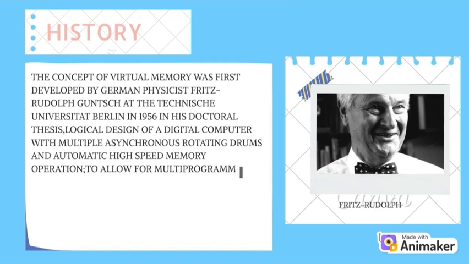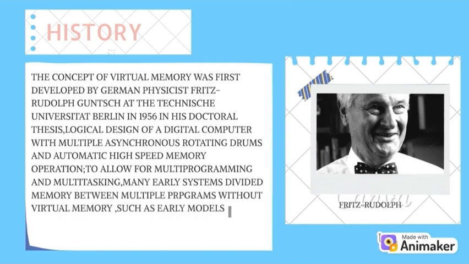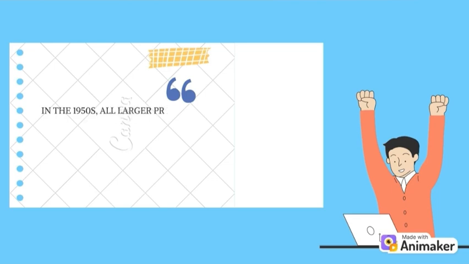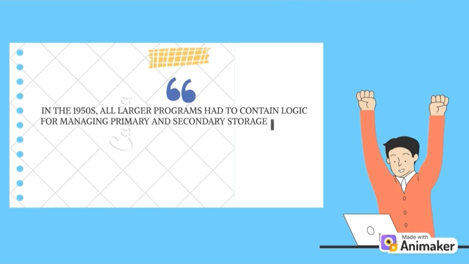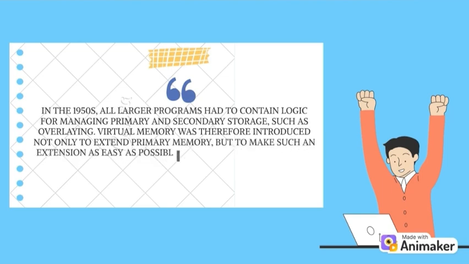To allow for multiprogramming and multitasking, many early systems divided memory between multiple programs without virtual memory, such as the early models of the PDP-10 with registers. In the 1950s, all larger programs had to contain logic for managing primary and secondary storage, such as overlaying. Virtual memory was therefore introduced not only to extend primary memory but to make such an extension as easy as possible for programmers to use.